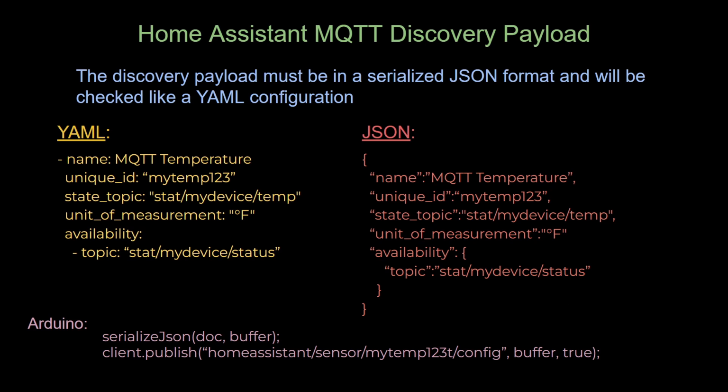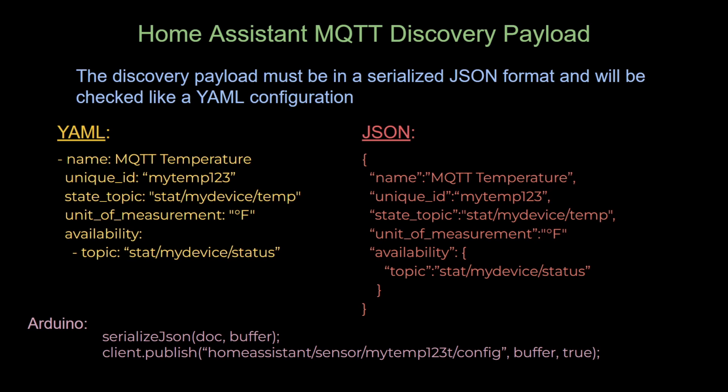Now do note here I have a true at the end. That is for the retained flag. I want this discovery message to be retained on the broker. There are other ways to do that. You can not retain it, and then you can publish or subscribe to a message from Home Assistant when Home Assistant restarts. I won't get into a lot of that here. You can look at the official documentation. I'm going to publish all of my discovery statements with retained flags set to true.